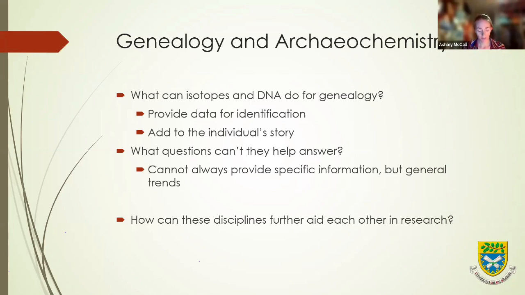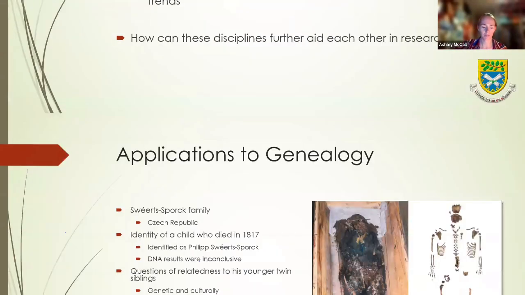But what questions can't they help answer? There are limits to any research. We cannot know the past exactly or definitively. We postulate and make informed guesses because we will always be lacking some information. And by adding archaeochemistry data and information, it can only illuminate our knowledge of the past, whether from yesterday or 100 years ago. So let's look at some examples.